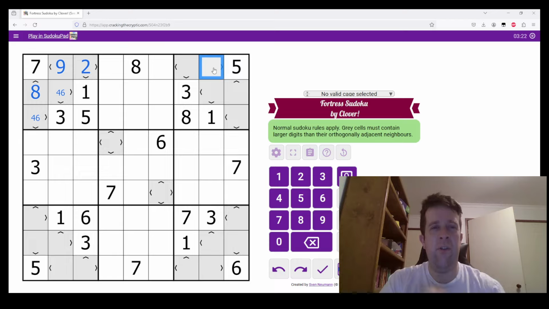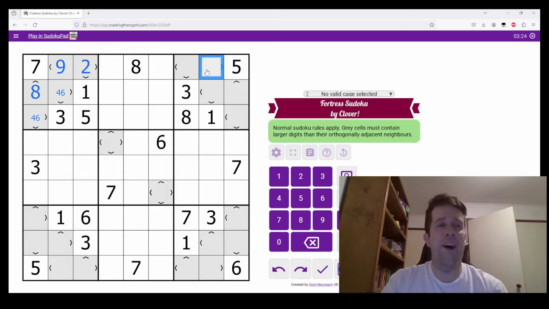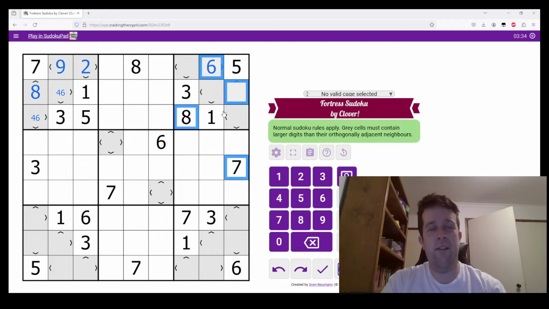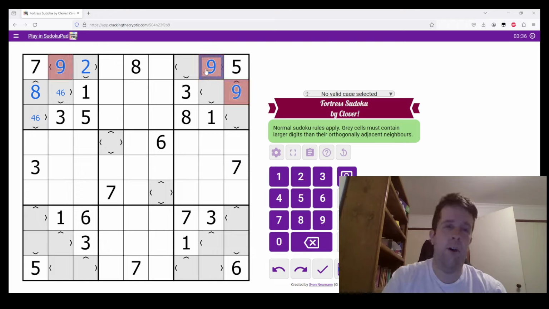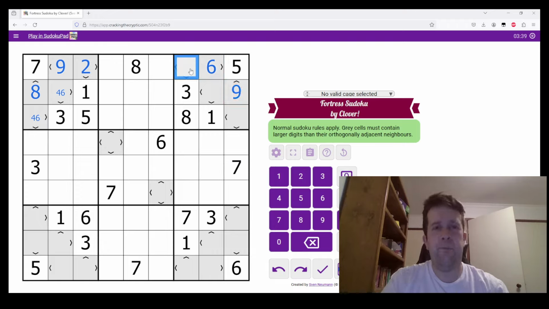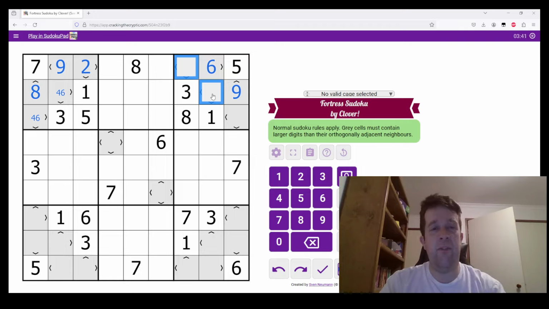So what's this cell? Well, it needs to be bigger than 5, but it can't be 8, 9, or 7. So it must be 6. What's this cell? It needs to be greater than 5. Can't be 6, 7, or 8. So it must be 9. I will fix that. Now, both of these need to be greater than 3. So this must be 2. And this has to be 7 and 4.